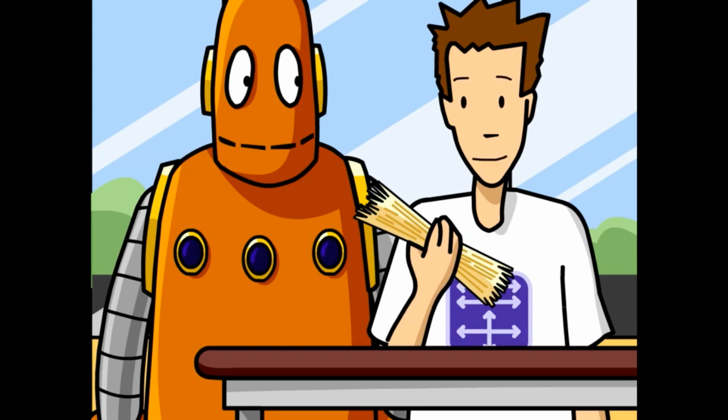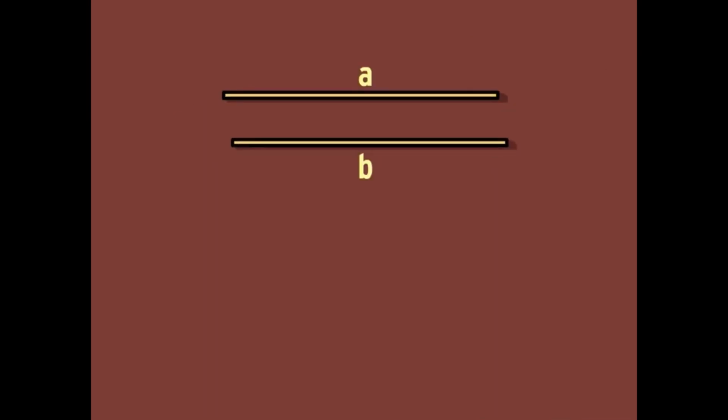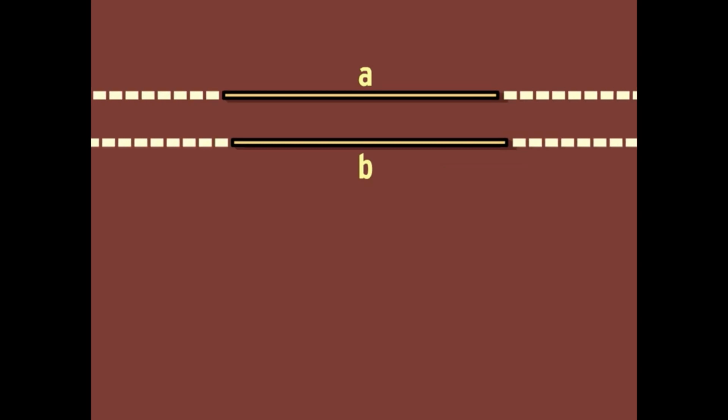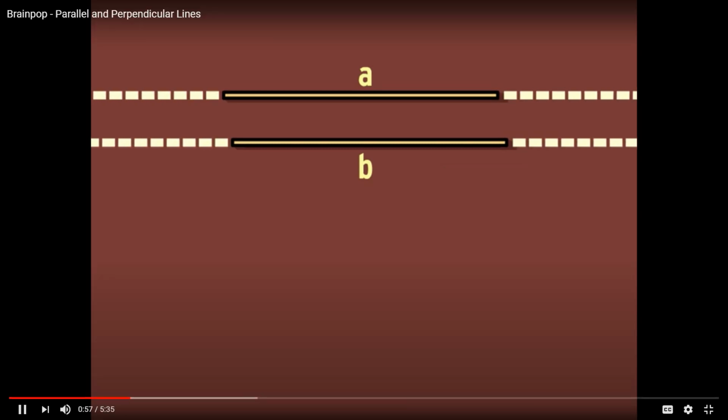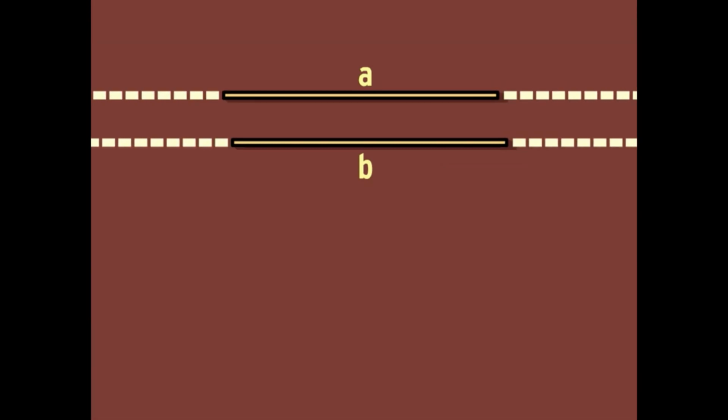Just watch. We can think of these two sticks of dry pasta as lines, say lines A and B. Even if lines A and B were to continue on forever, they would never intersect or cross each other. So we say that lines A and B are parallel.